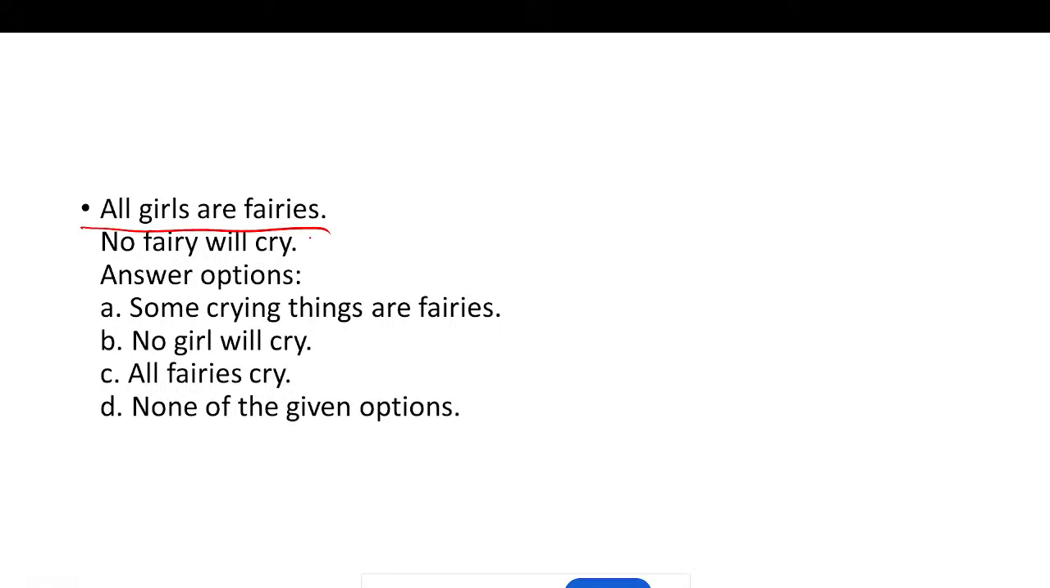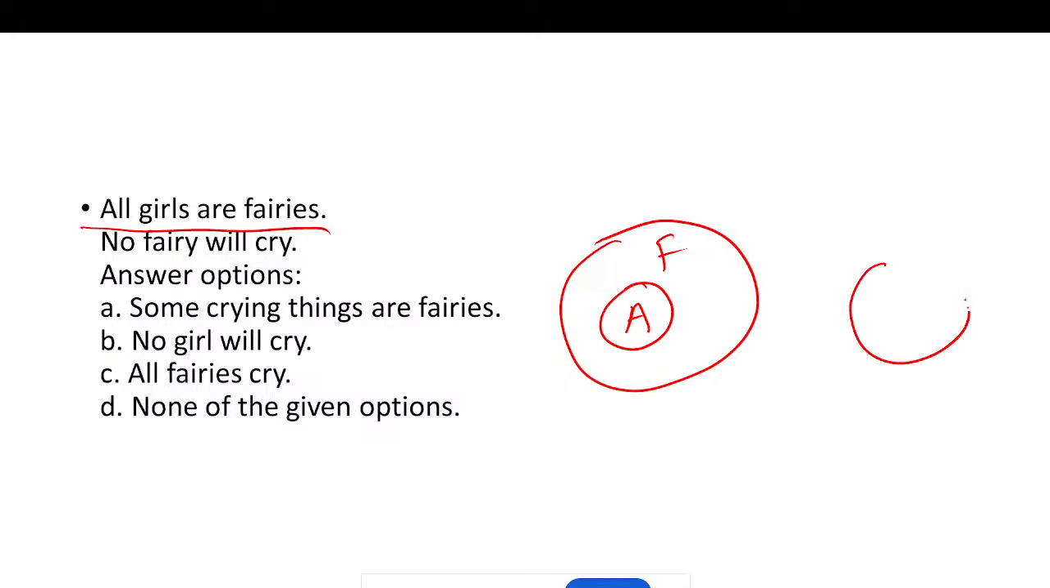All girls are fairies. All girls are what? Fairies. No fairy will cry. There is no relationship between fairy and cry. Okay, answer options. Some crying things are fairies. Is there any relationship between crying and fairies? No. But they are saying some crying things are fairies. It is obviously false. Option 2.